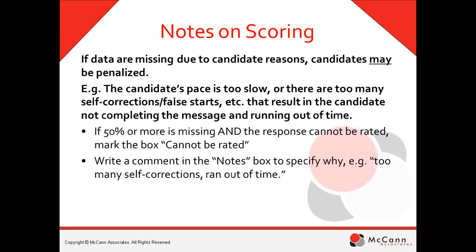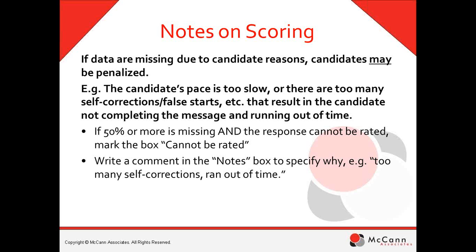Now, as mentioned, if data are missing due to candidate reasons, candidates can be penalized. A couple of examples: the candidate's pace is too slow, there are too many self-corrections or false starts, and this results in the candidate not completing the message and running out of time.